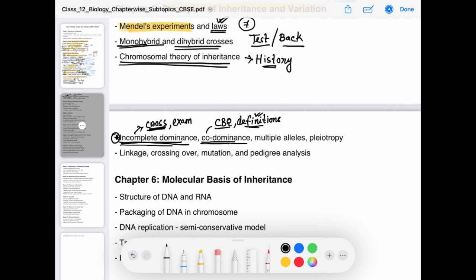And you have to know about the blood group. There is a concept of blood group given in the NCERT. You have to read about it. Okay, and in case of the incomplete dominance, the case of the snapdragon plant, you have to read, and for the codominance you have to read about the blood group.